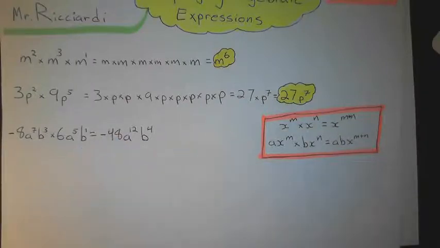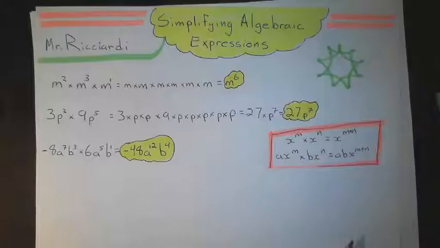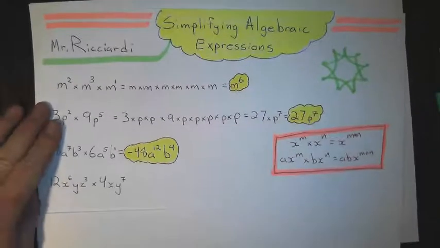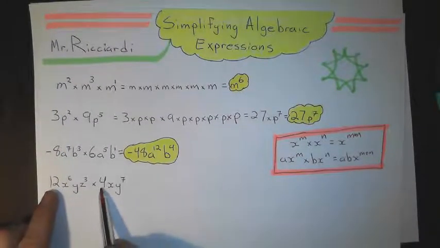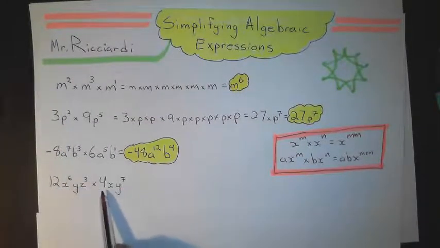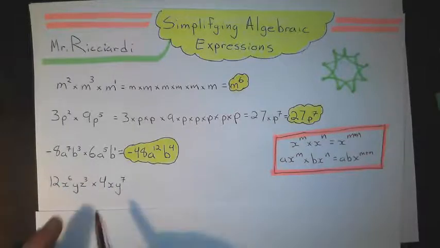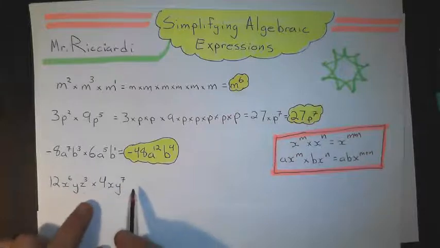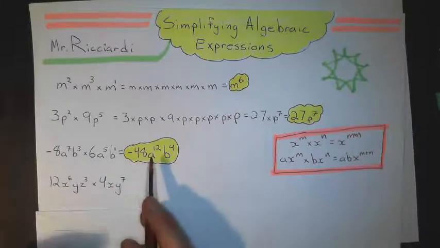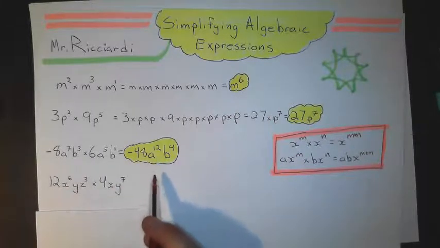Okay, let's try one more of these. I used to say multiply the big numbers, add the little numbers, but we'll say multiply the coefficients and add the exponents. So see if we can combine this. Simplify means, in this case, write it as one term, one expression. So go ahead and pause it and see if you can do that one.